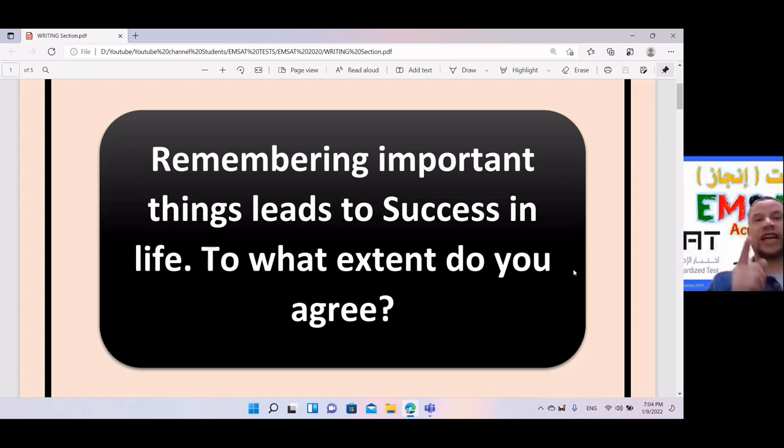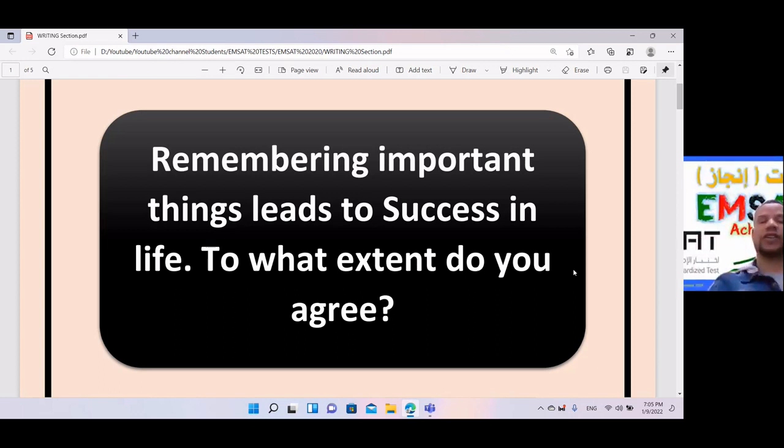This question is important in the next EMSAT Achieve English. Remembering important things leads to success in life. What is the question now? A question consists of 2 parts. One is the statement of the question, and this is important, vital, VIP. You have to understand it and classify how many points are inside the statement, because that means how many ideas you have. You need at least 3 ideas, each idea with 1 paragraph. So 3 ideas with 3 paragraphs.